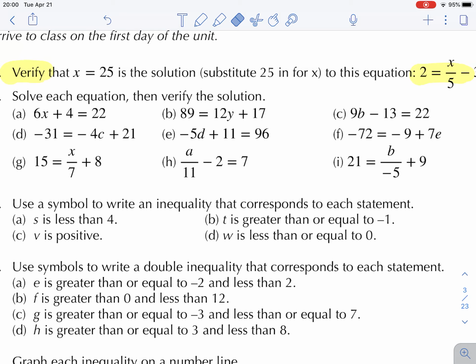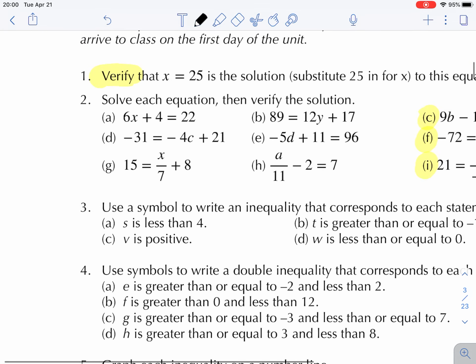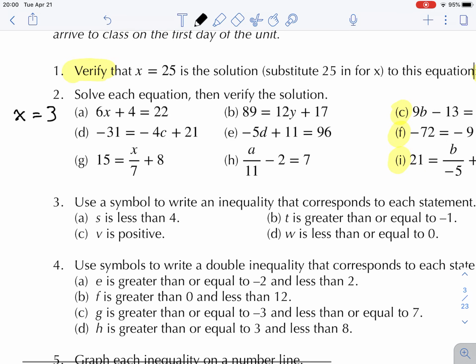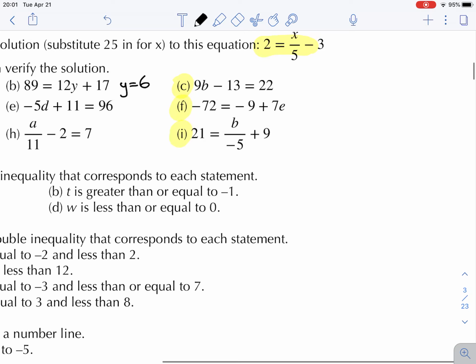Number 2, solve each equation, then verify the solution. There are a lot of equations here. I'm not going to solve them all and verify them all for you. I'm going to do numbers C, F, and I for you. The other ones I'll just tell you the answer. Letter A, you should get x is equal to 3. Letter B, you should get y is equal to 6.